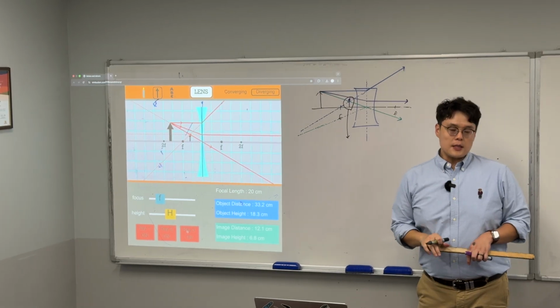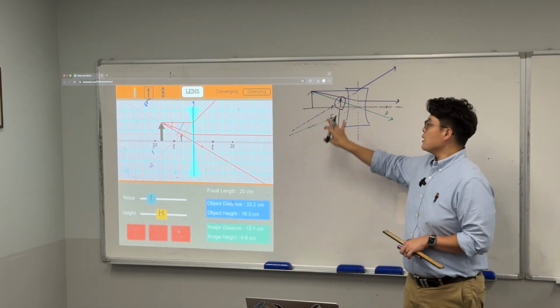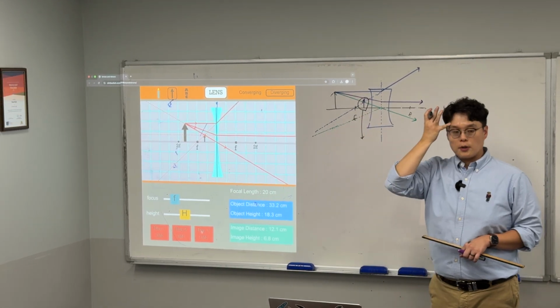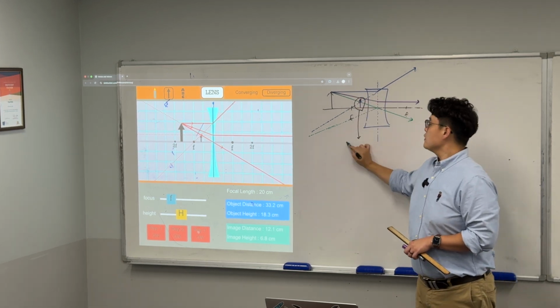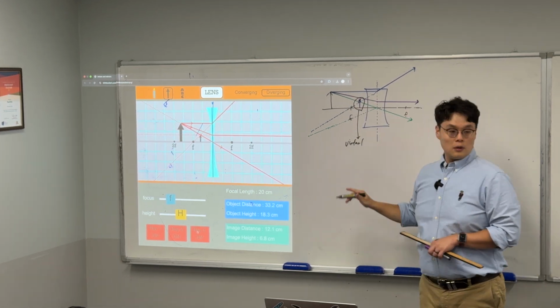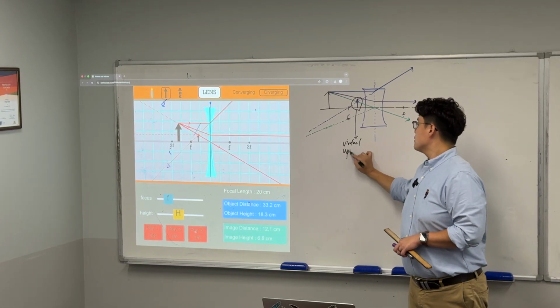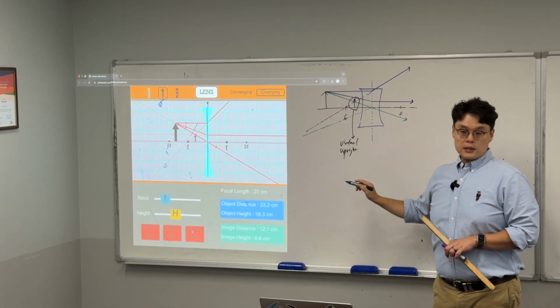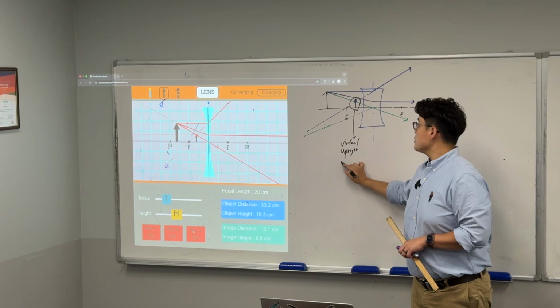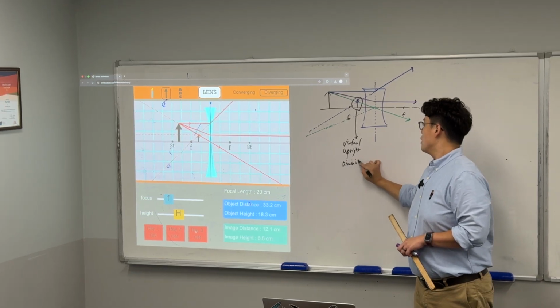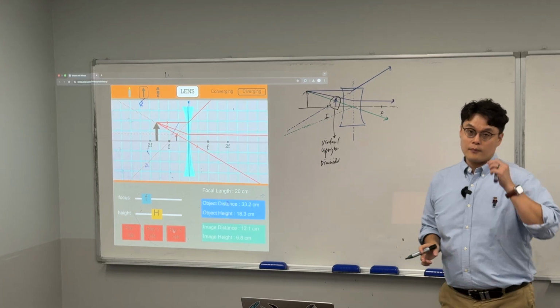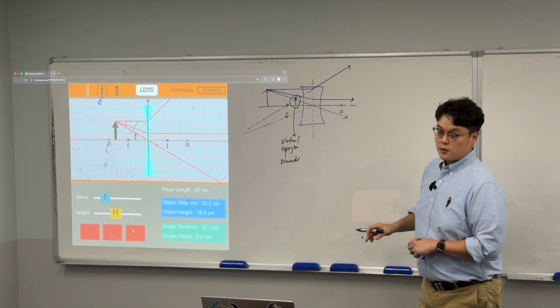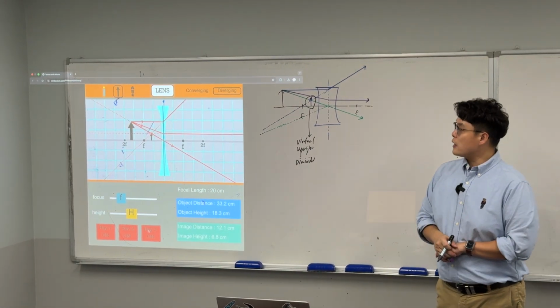This is not a real image, even though we have an image formed on the same side, because for lenses a real image must be formed behind the lens. This is virtual, but upright, and what would it be? Diminished. All good? So that's the purpose of using diverging lenses.